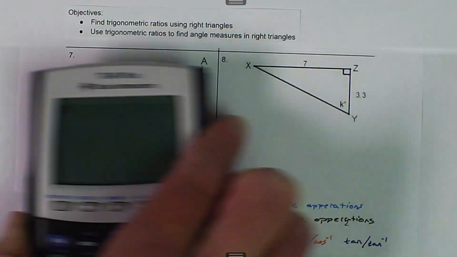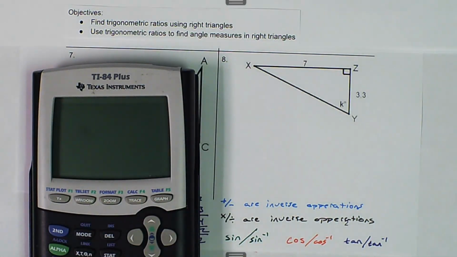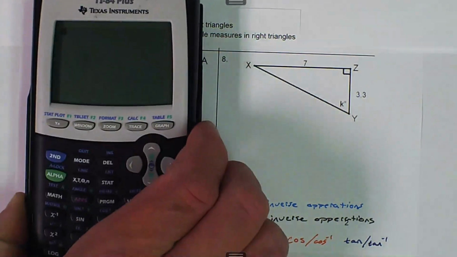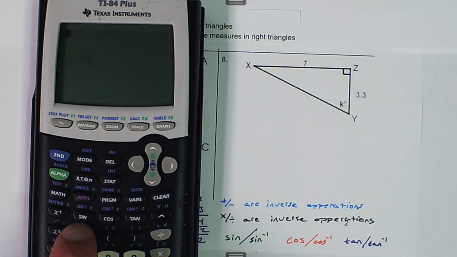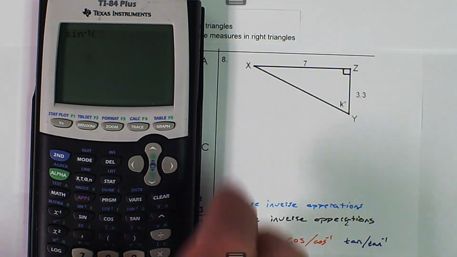Those keys are right above each one of these. Sine is written right here in white, but if we wanted to get sine inverse, we hit second, and sine inverse is written right there in blue. Then we can type in the value that we're trying to find. Cosine inverse is right above cosine, and tangent inverse is right above tangent.